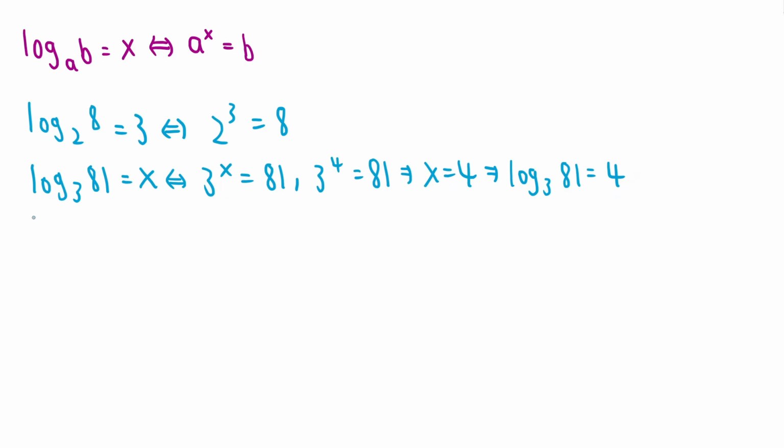So let's say we have log base 5 of 125. Well, this is just asking the question, 5 to what power is equal to 125? We know that 5 to the power of 3 is equal to 125. So this means log base 5 of 125 is just equal to 3.